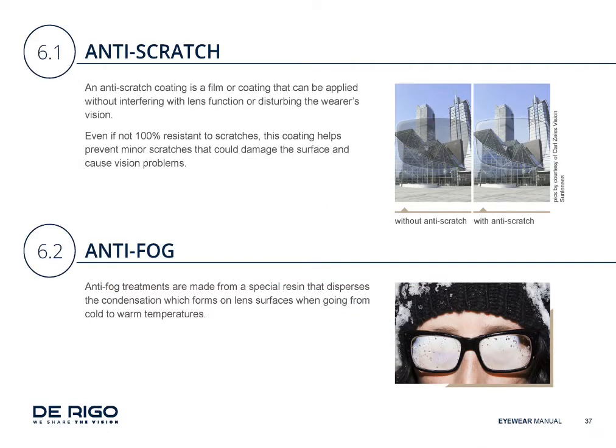An anti-scratch coating is a film or coating that can be applied without interfering with lens function or disturbing the wearer's vision. Even if not 100% resistant to scratches, this coating helps prevent minor scratches that could damage the surface and cause vision problems. Anti-fog treatments are made from a special resin that disperses the condensation which forms on lens surfaces when going from cold to warm temperatures.